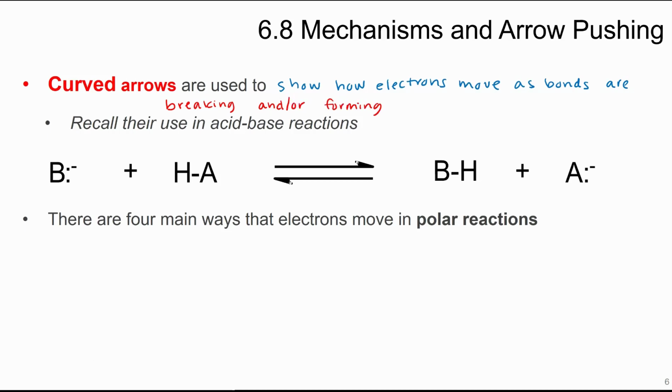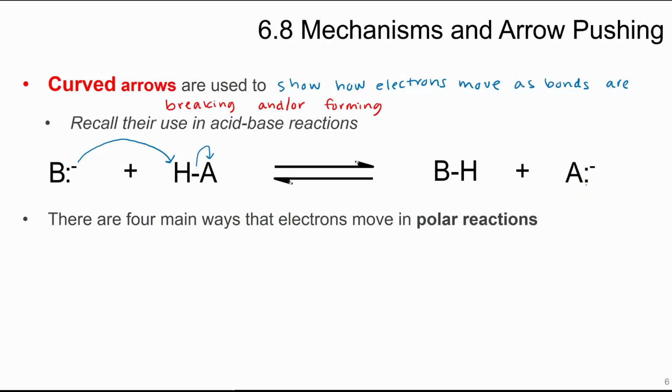We used them already in acid-base reactions. Remember, we went fishing with our fish hook to grab a proton, and those electrons moved here. So these electrons went to grab this hydrogen that formed a new bond, and those electrons went on to the A. So now we have BH and then A minus.